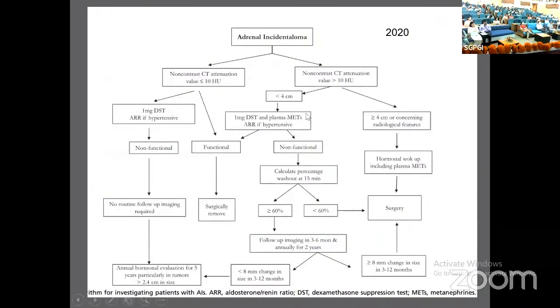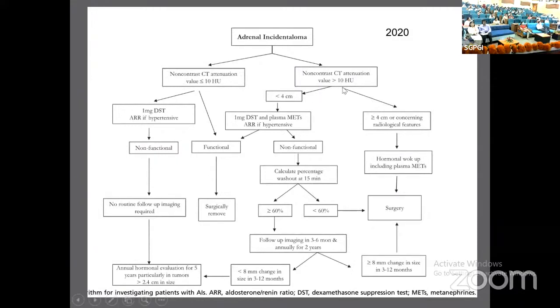Now, this is an algorithm which is, I think, a beautiful algorithm for management of adrenal lesions. If you have an adrenal incidentaloma, the first thing is to do a CT scan and look at the Hounsfield unit. If the non-contrast CT attenuation value is less than 10, then you go in for hormonal workup to see whether you can rule out a pheochromocytoma. So if it is less than 10, a pheochromocytoma is ruled out.